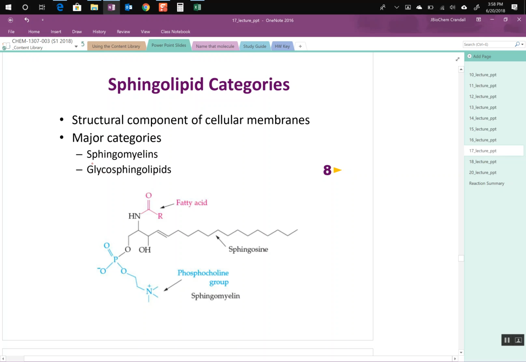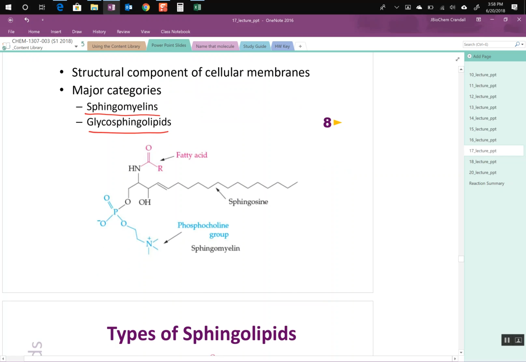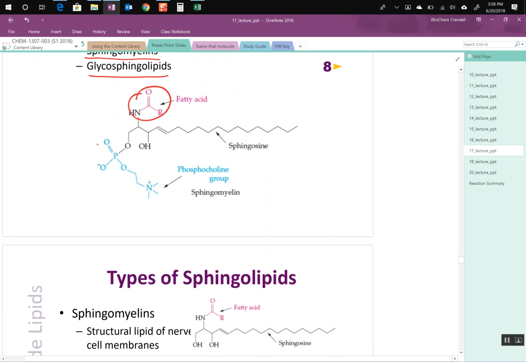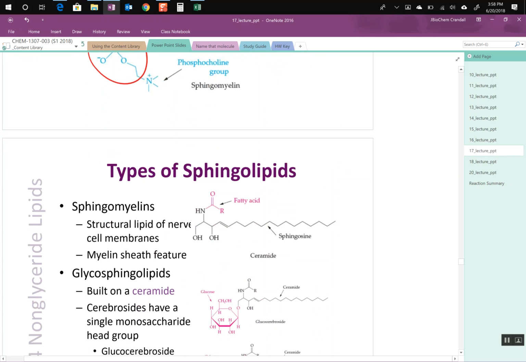All right, so we have two major categories, sphingomyelins and the glycosphingolipids. All right, and you can see all the polar parts and then the nonpolar tails that are being created.